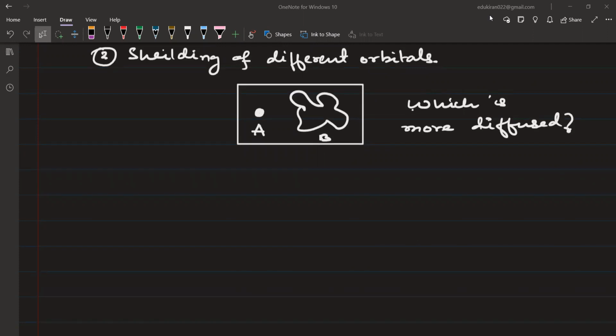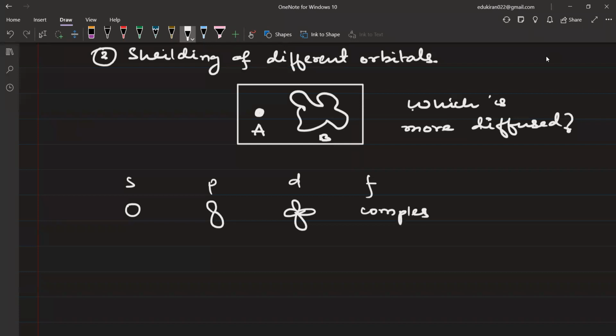Okay, now we have different orbitals S, P, D, and F. Now we know that S has this shape, spherical. P is what? Dumbbell. D is double dumbbell. And F is very much complicated, right? It is complex. But we know that it is going to have 8 lobes.